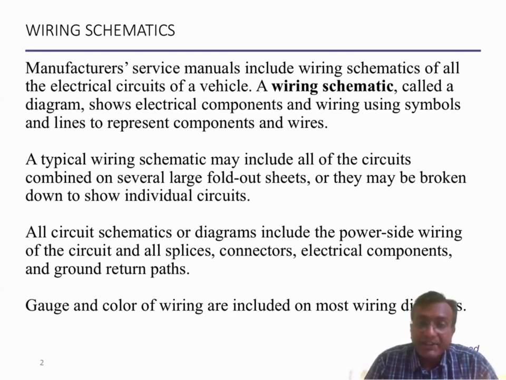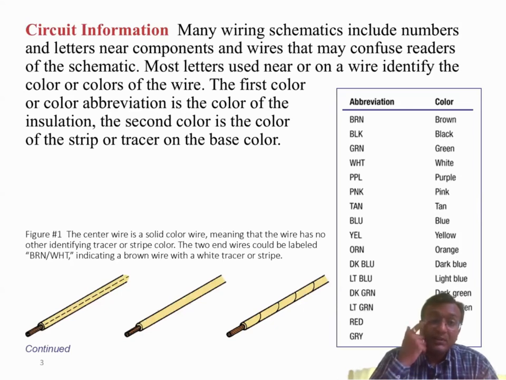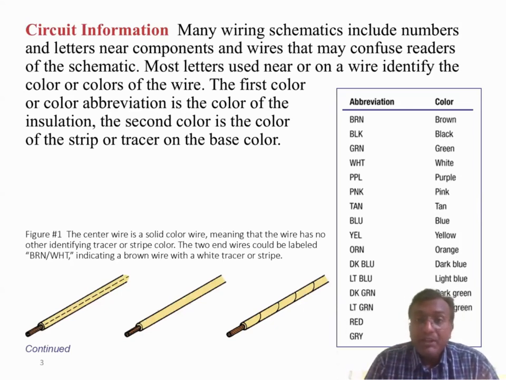All the circuit schematics or diagrams include the power side wiring of the circuits and all the splices, connectors, electrical components, and ground return paths. The gauge and the color of the wiring are included in most wiring diagrams. Many wiring schematics include numbers and letters near the components and the wires that may confuse the readers. Most letters used near or on the wires identify the color of the wires.